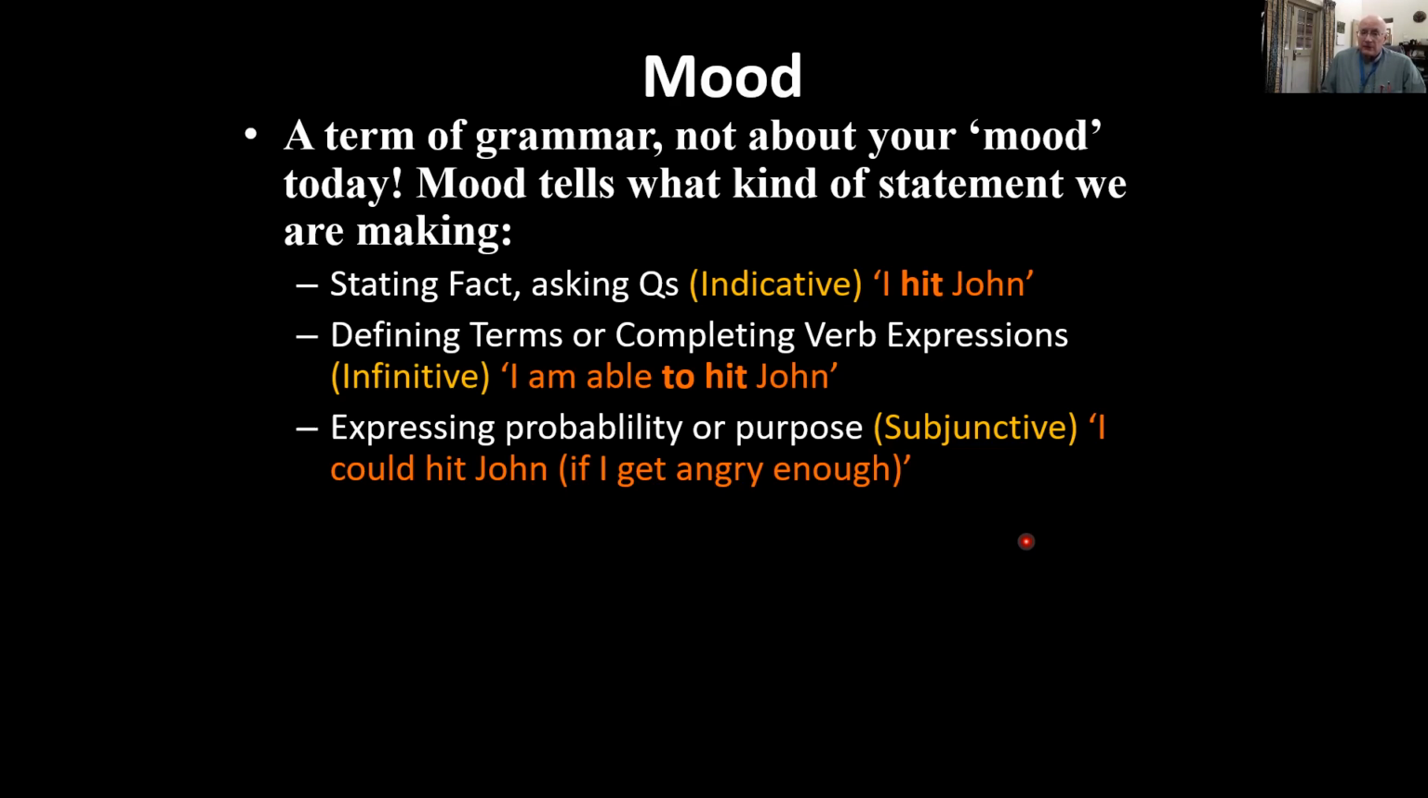I could hit John if I get angry enough. I might hit John if he doesn't stop hitting me. That has a conditional statement attached to it, if he doesn't stop. But again, you're expressing probability, or it could be purpose. In order, I am hitting John in order to keep him away from me. In order, that would be followed by a subjunctive verb in the Greek New Testament.